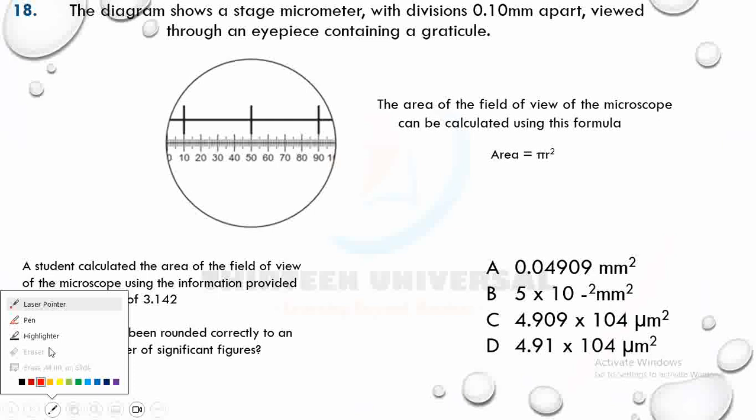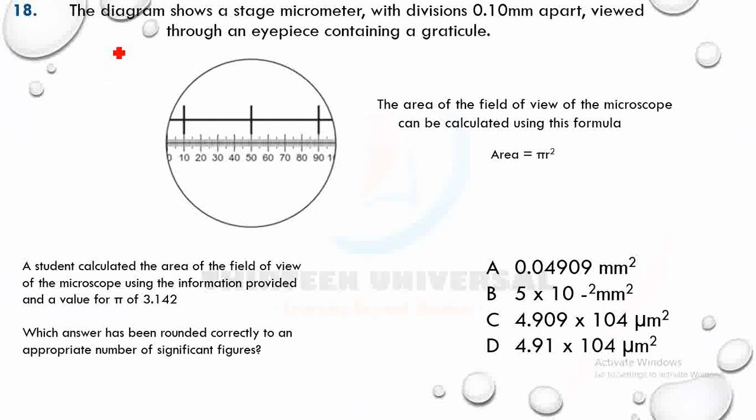So let's get into the game now, guys. Don't forget that this is 0.1 millimeters. You can convert it to micrometers because the answer is in micrometers. If you convert from millimeter to micrometer, you multiply by 1,000. So times 1,000, that's 10 to the power 3, and that gives you 100 micrometers. So we have 100 micrometers representing 1 eyepiece graticule division.